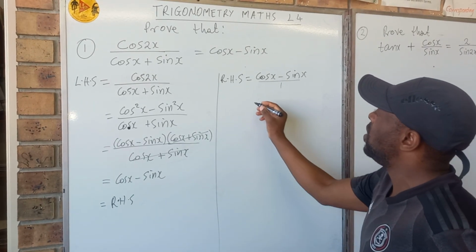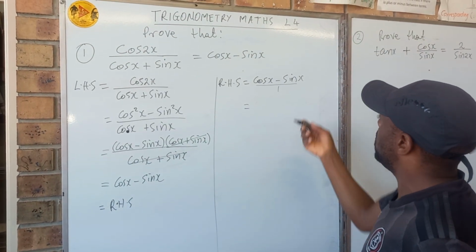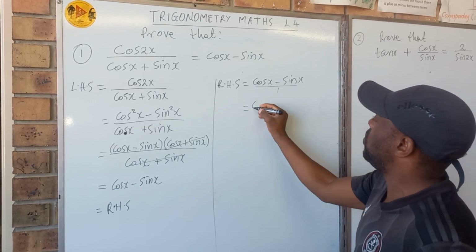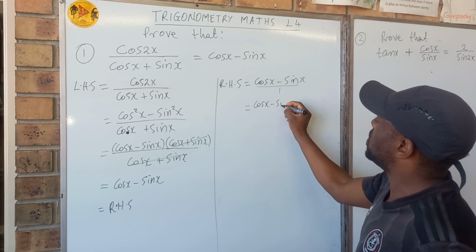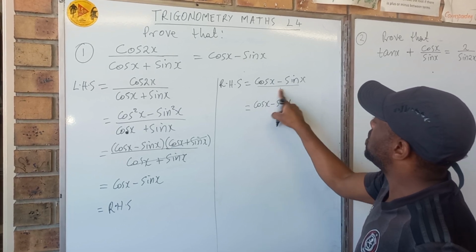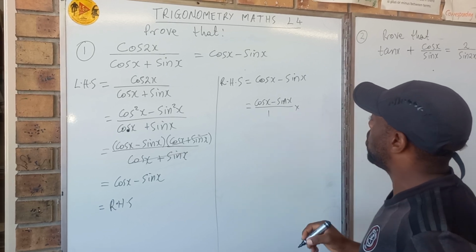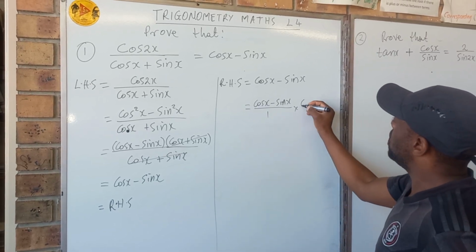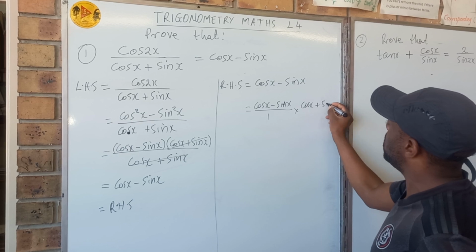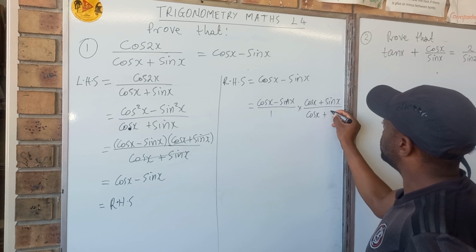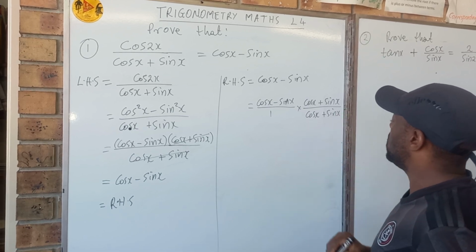Then I rationalize my fraction. I know we are used to rationalizing the denominator, but I'll be rationalizing the numerator. So I'll look for the conjugate of the numerator, which means I have cos x plus sin x. If I see it as a fraction over 1, then I look for the conjugate of the numerator. Then I use it to multiply numerator and denominator. So you see, it's like I'm rationalizing the numerator.